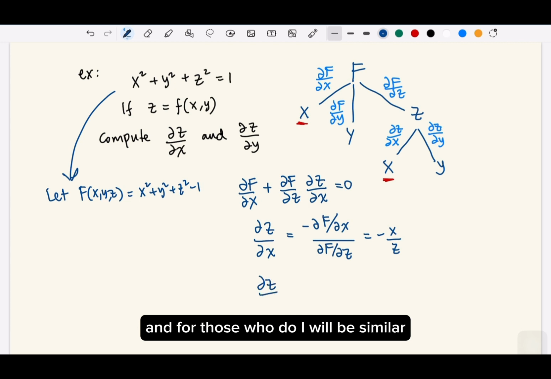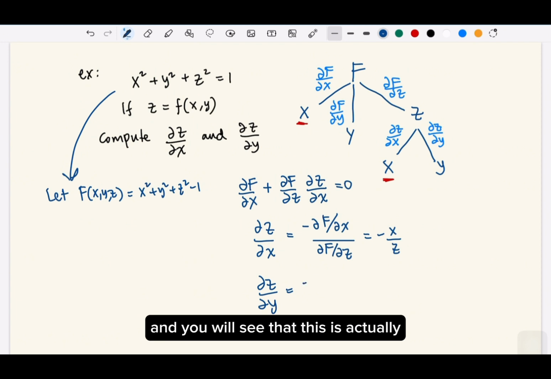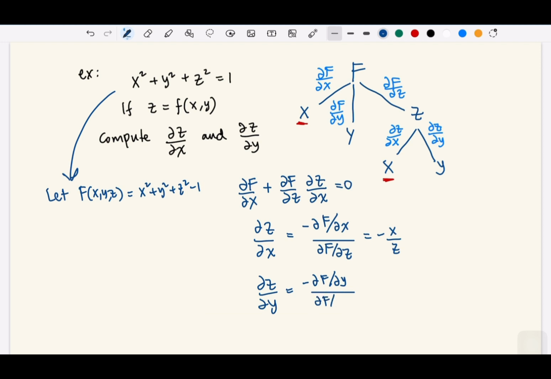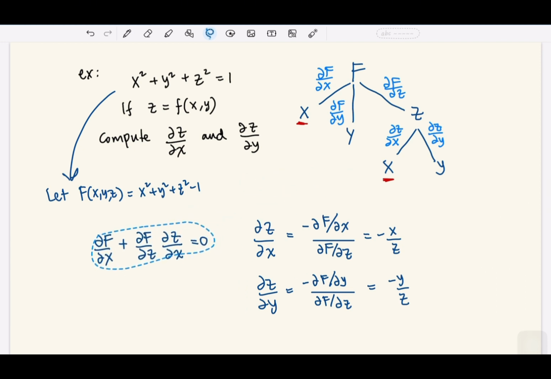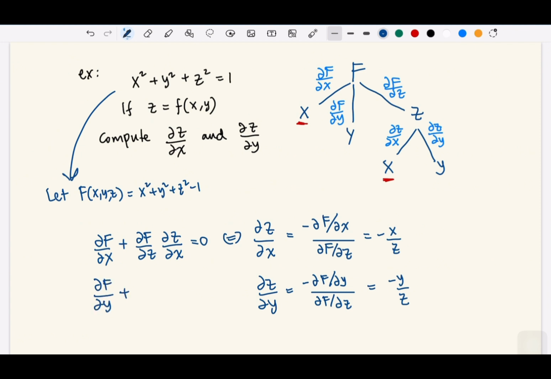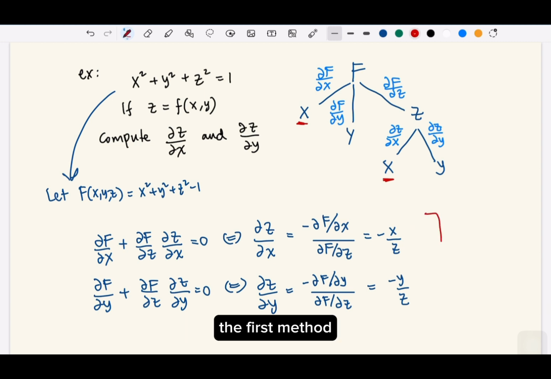And for dou z dou y it will be similar, and you will see that this is actually taking this over this. Maybe let me move this to this side here. This is going to be there, and this will be this plus this. Okay. I consider this the first method.